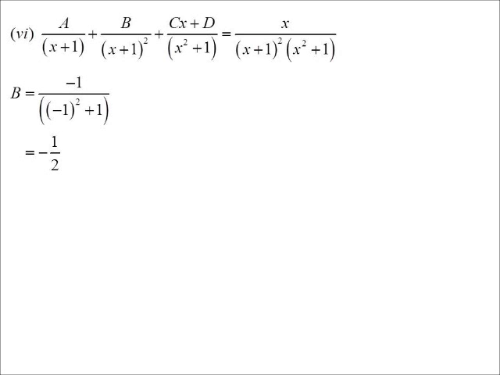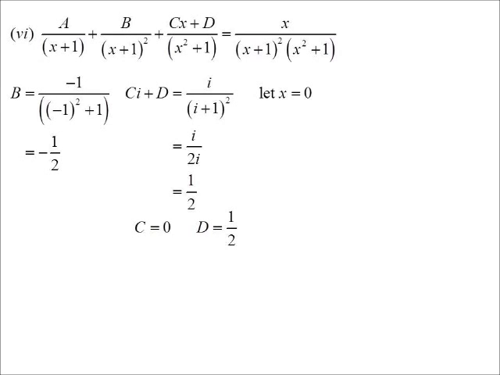I can do the Ci plus D because I can substitute in x equals i. A little bit of work to do there, but I get Ci plus D is a half. So all right, C is 0, D is a half. So I've got B, I've got C, I've got D. I just have to work out A. I'll just make x equal 0. Again, easiest number to substitute in, so let's do that. I get A plus B plus D is 0 when I substitute that all in. And so A actually turns out to be 0 in this case.